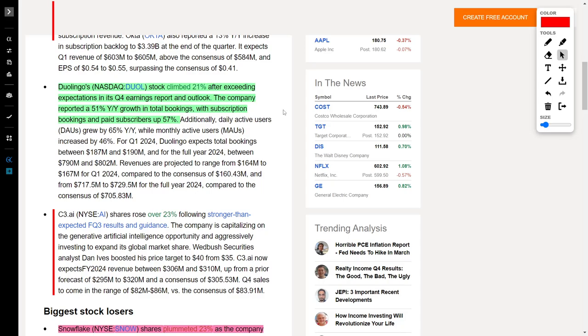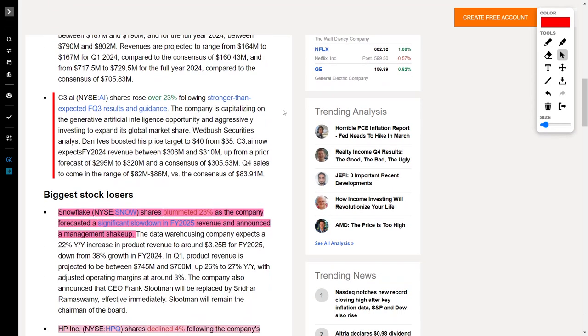Next up, let's talk about C3AI, ticker symbol AI, and their shares recently jumped by 23% due to stronger than expected quarter three results and future guidance. According to the article, the company is capitalizing on the generative artificial intelligence opportunity and aggressively investing to expand its global market share. However, the news gets even better, because listen to this.